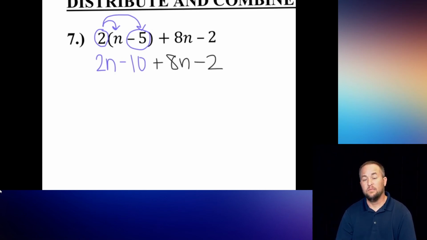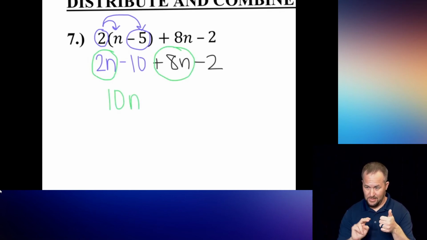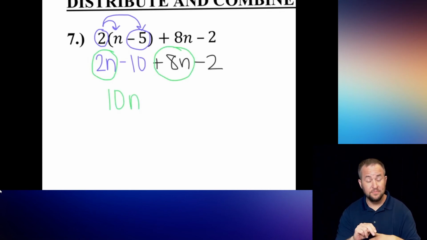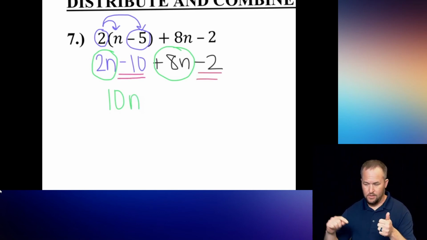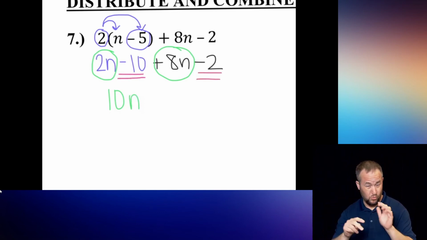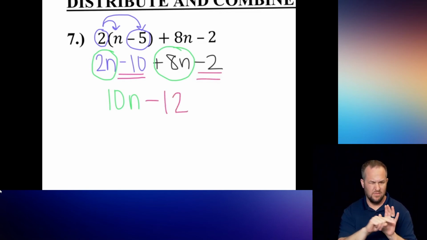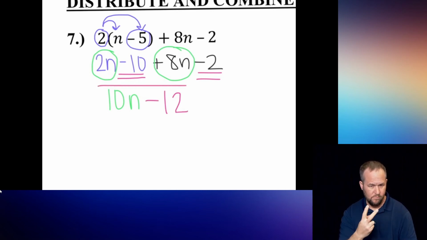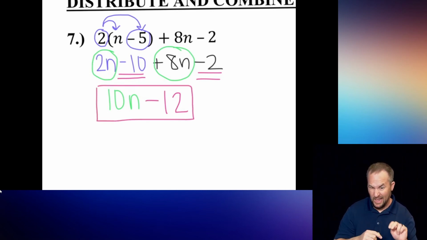So now I'm going to combine my like terms. So I have a 2n right here, and then I have a positive 8n. When I combine those two things, I get 10n. And then I'm going to look at my constants. So I have a negative 10 and a negative 2. Notice that both of those are negative, so I'm going to add them together. I get 12 with a negative. I keep that sign, and then I cannot combine these two things because that first term has an n and that second one does not.